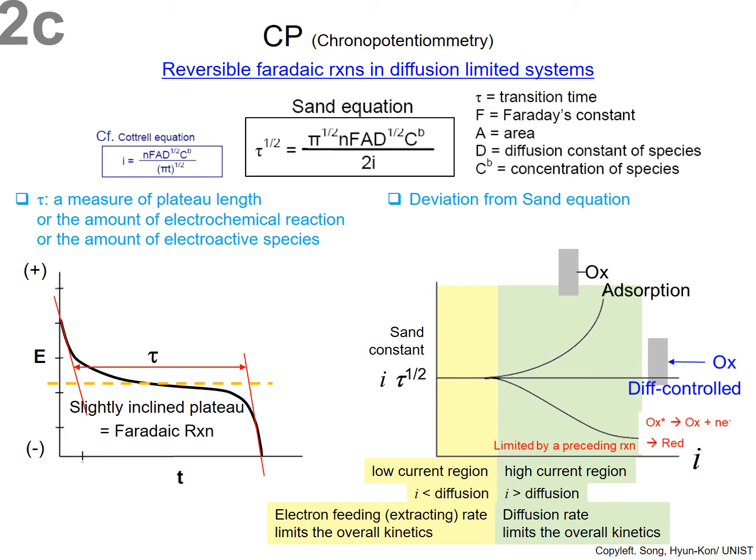Could you remember the Cottrell equation for Chronoamperometry? The Cottrell equation is the equation to describe the Chronoamperometry. Here is the Sand equation for the Chrono Potentiometry. Actually, this Sand equation is obtained from the reversible Faraday reaction in diffusion limited systems, like in the Cottrell equation. The Sand equation and Cottrell equation are very similar to each other. So let me think about that.